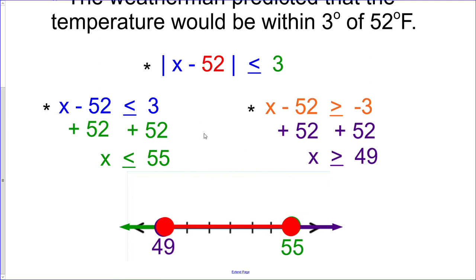So what this means is that any temperature between 49 degrees and 55 degrees would be a solution to this inequality.